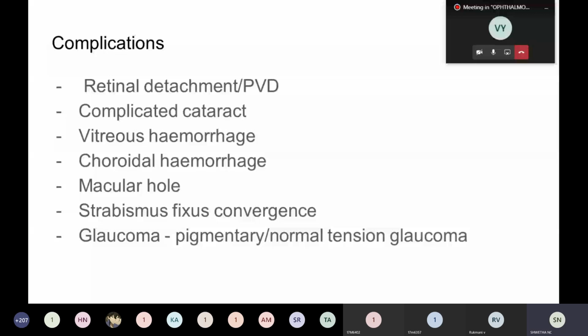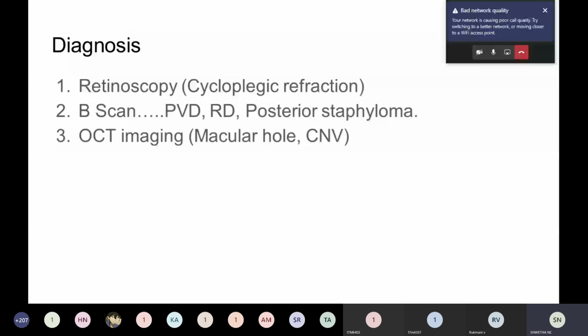So how is the diagnosis made? You have to do a retinoscopy. Retinoscopy is the confirmation of high myopia. As I said earlier, you do it under cycloplegia, and you can do some additional tests. Suppose you have done retinoscopy, but the patient has poor vision, and you wonder why there is so much poor vision.